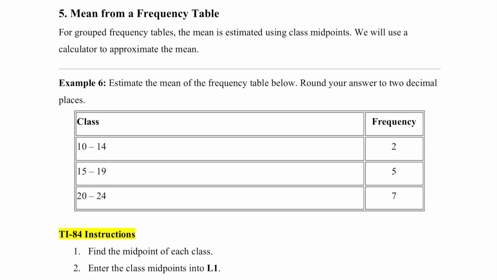Let's look at an example and see how this works. We're given a frequency table with 3 different classes and their frequencies. We want to estimate the mean and round the answer to 2 decimal places. This table does not list every individual data value. Instead, the data have been grouped into classes. Because we don't know the exact value in each class, we cannot calculate the exact mean. Instead, we'll estimate the mean using class midpoints.